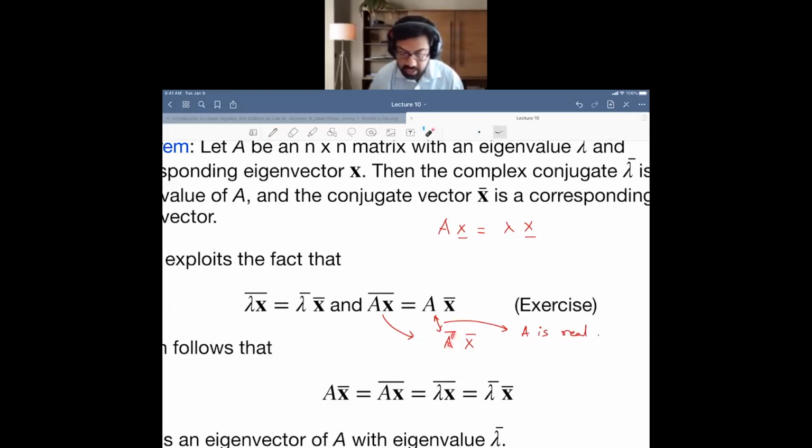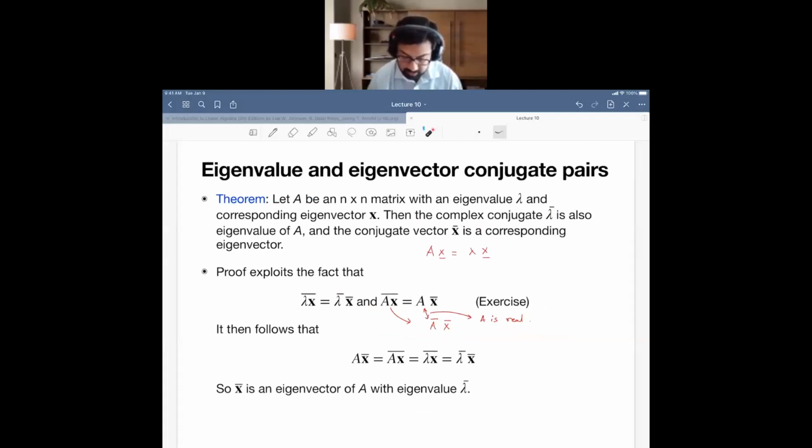So if A is real, A conjugate and A are real. So we can say A x conjugate will be A conjugate x conjugate. Next, consider A x conjugate. We are trying to evaluate whether x conjugate is an eigenvector or not. So what is A x conjugate? We can write that using the previous statement.